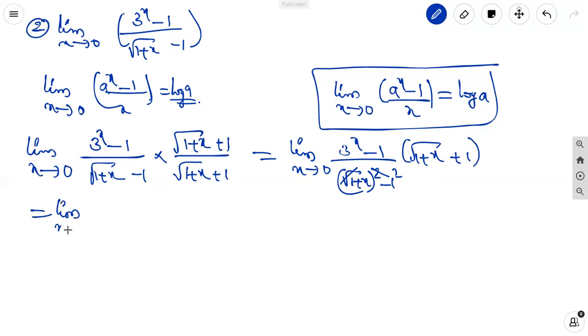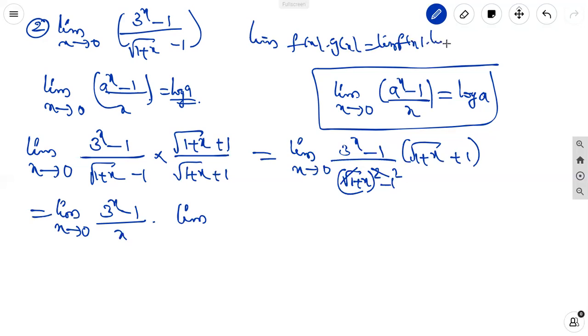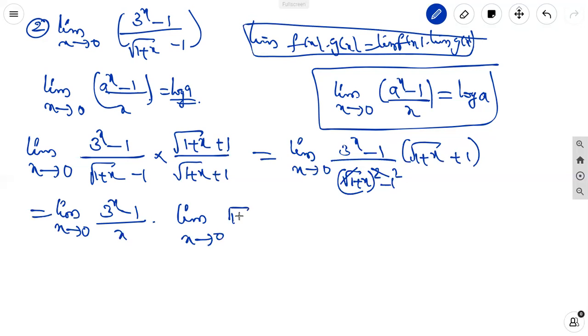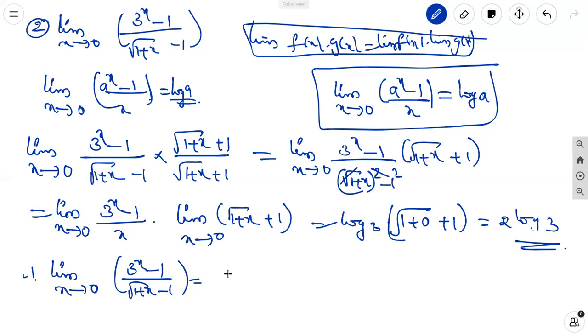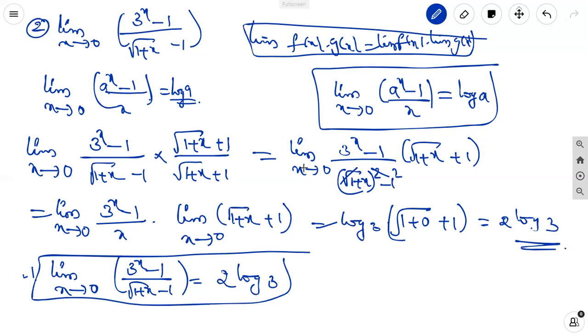It goes to limit x tends to 0, (3 power x minus 1) by x, and write separate limits. That is, limit of f of x into g of x is equal to limit f of x into limit g of x. So we can write separately as the multiple, x tends to 0, under root of 1 plus x plus 1. It is equal to log 3 into under root of 1 plus 0 plus 1. It is equal to root 1 is 1, 1 plus 1 is 2, 2 log 3 is the answer. Therefore, limit x tends to 0, (3 power x minus 1) by (root 1 plus x minus 1) equal to 2 log 3 is the solution.